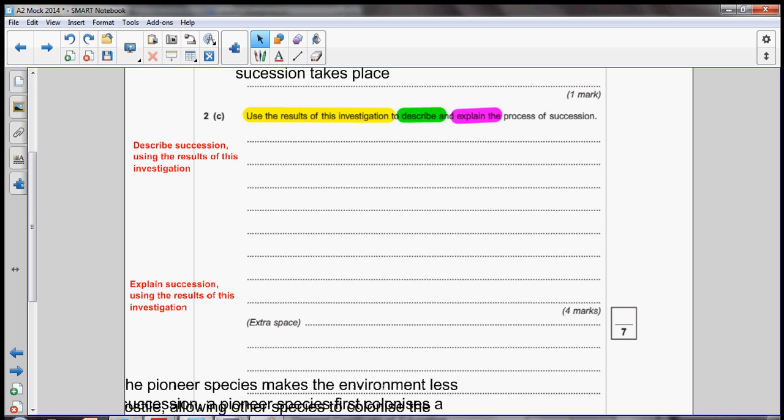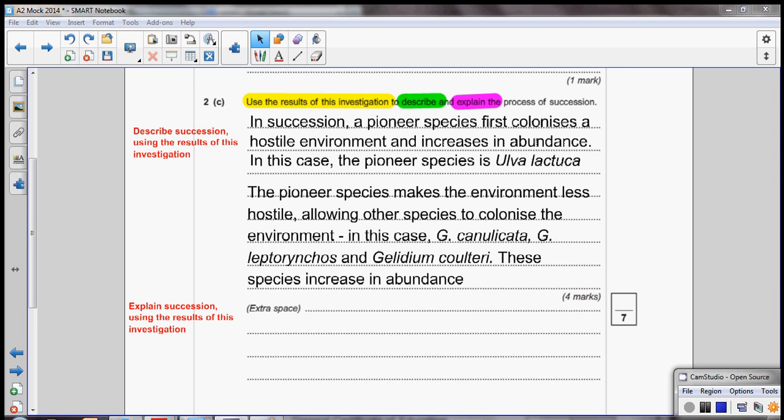I'm going to have to say quite a lot here and get plenty of keywords in here because it is a 4-mark question. So I've put on my description of succession, and I've said that in succession a pioneer species first colonises a hostile environment and increases in abundance. What I've then done is I've used the information from the graph, and I've said that in this case the pioneer species is Ulva lactusa.